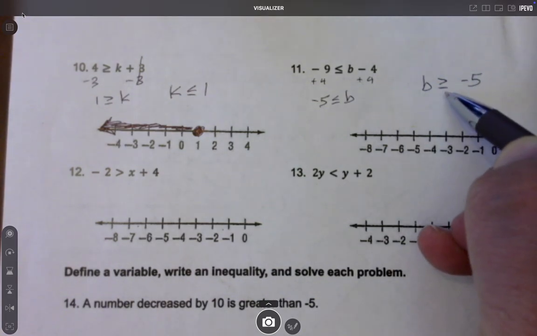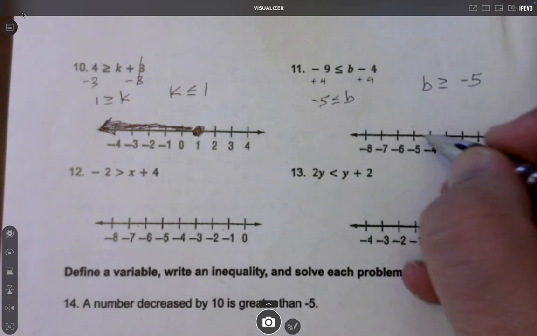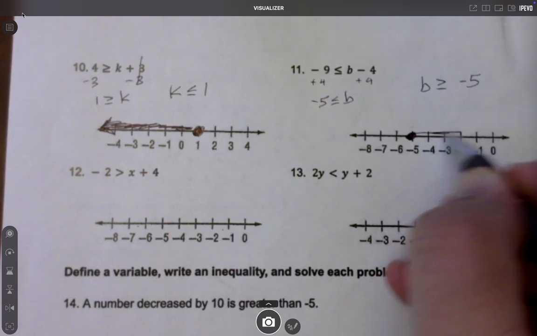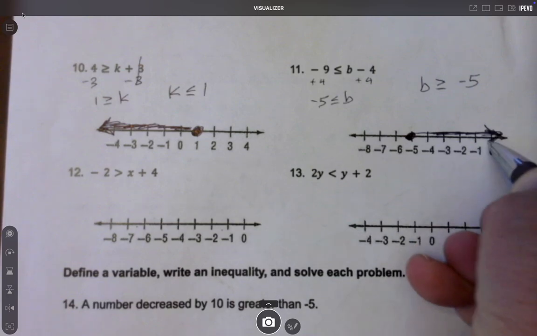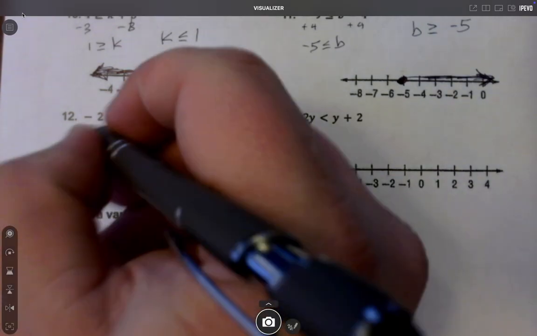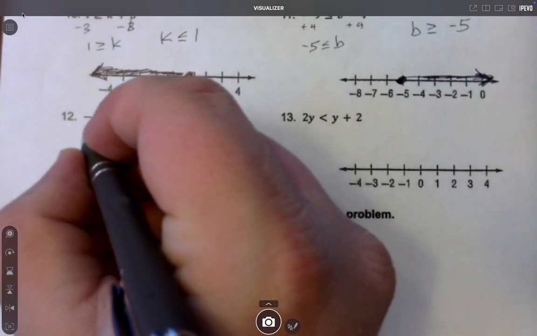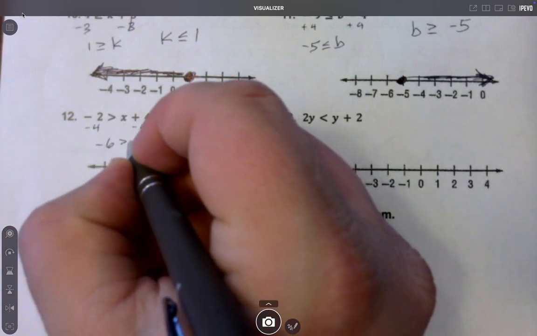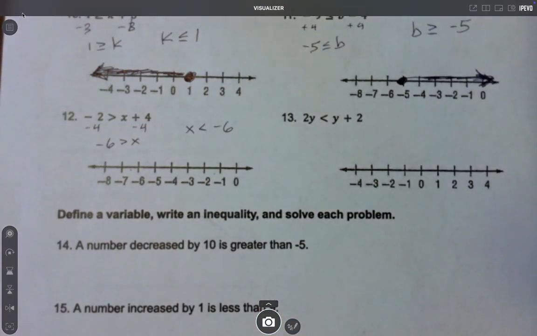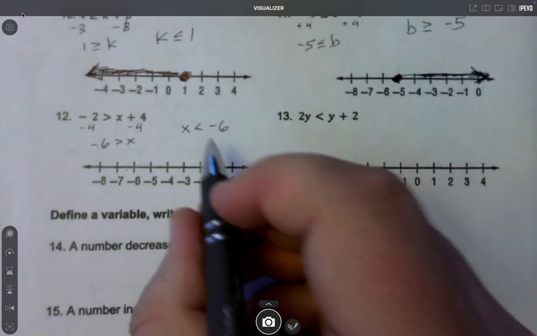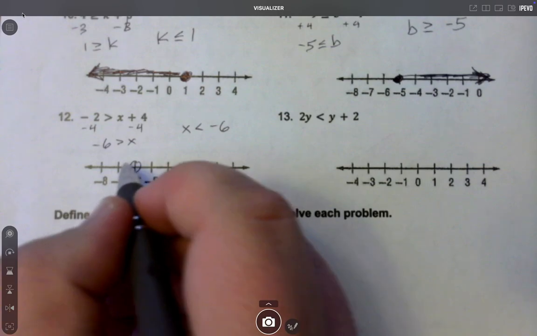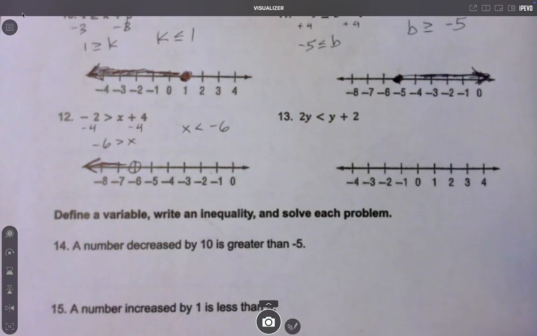So, closed circle because of the or equal to, and it's at negative 5. And b is greater than negative 5, so we shade it to the right to show the greater, the bigger numbers. Numbers bigger than negative 5 are the answer. Okay, 12. We want to get x by itself, so we subtract 4 from both sides. We get negative 6 is greater than x, which is the same thing as saying x is less than negative 6. So I put an open dot or open circle at negative 6. And x is less than that, so I go to the left when I shade it.